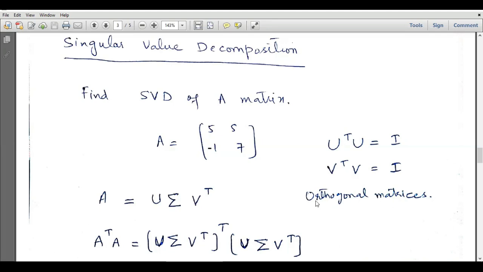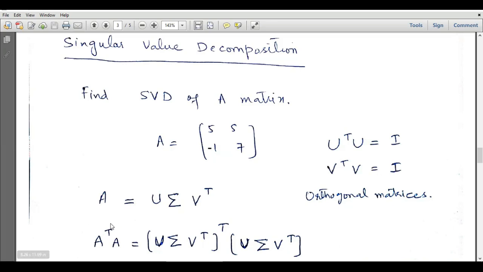And the definition of an orthogonal matrix is that if we multiply the transpose of a matrix with the original matrix, and we get the identity matrix as a result, then that matrix is called an orthogonal matrix. So in this case, the U matrix is an orthogonal matrix and the V matrix is also an orthogonal matrix. So U transpose multiplied by U is equal to identity, as well as V transpose multiplied by V is also equal to the identity matrix.